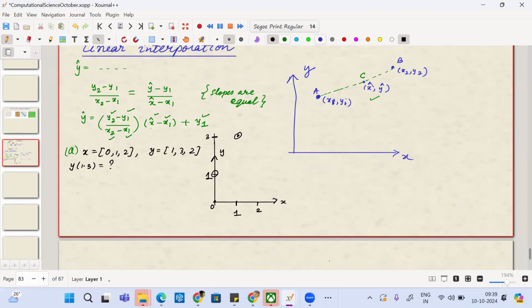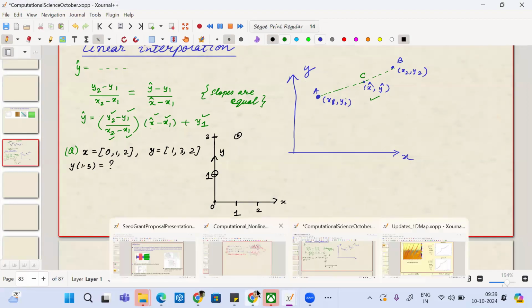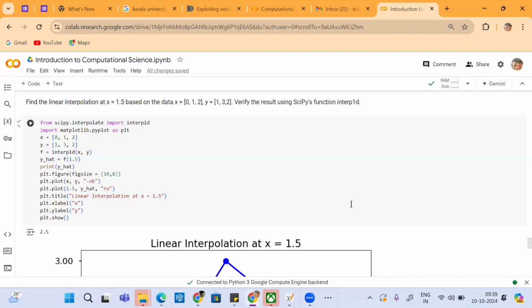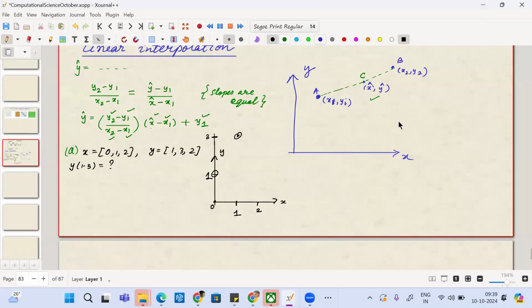Is it the correct data? Did you tell me correctly, right? Okay. At x equals 2, you have? Yes. So you have these 3 data points.